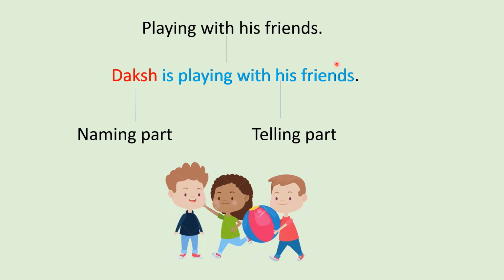Now here, which is the naming part? Daksh. Daksh is the naming part of the sentence. And is playing with his friends become the telling part. So now your sentence makes proper sense. You cannot write playing with his friends. It is not right. Now a complete sentence has a naming part and a telling part. Always begin with a capital letter and end with a full stop.